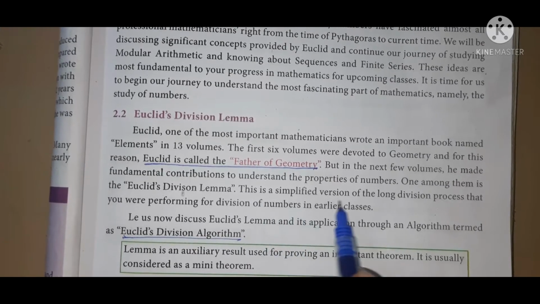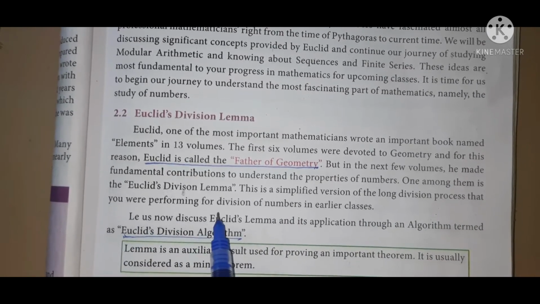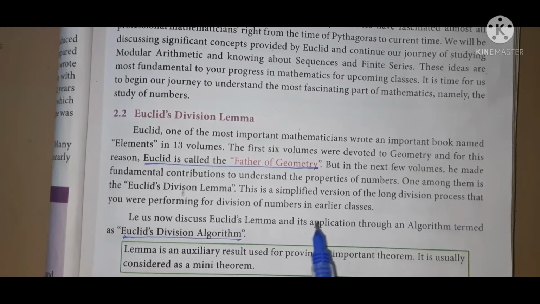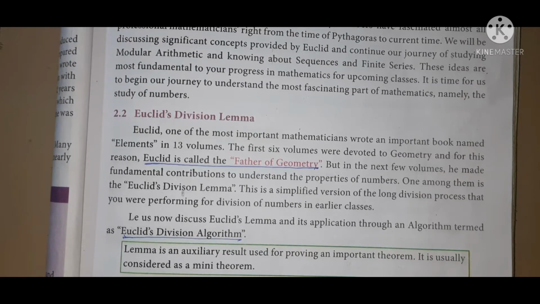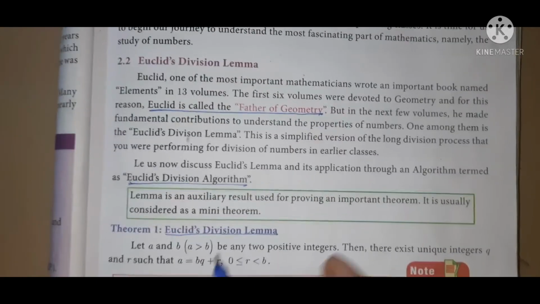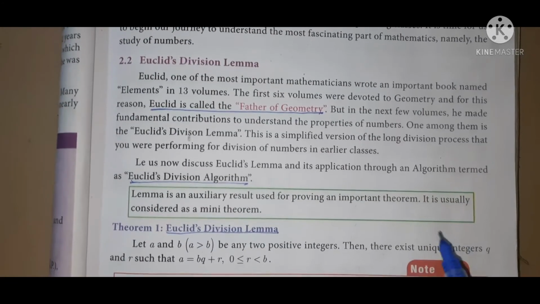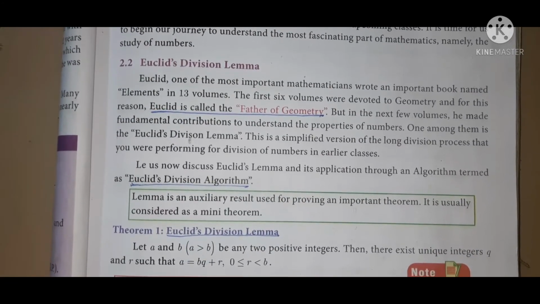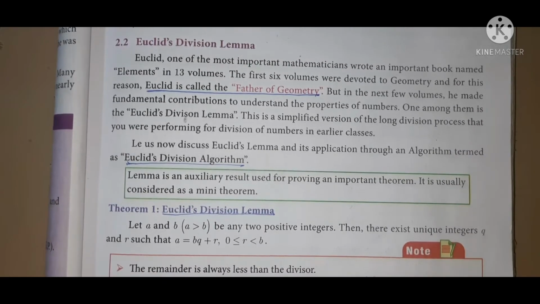This is a simplified version of the long division process that you were performing for division of numbers in earlier classes. A lemma is an auxiliary result used in proving an important theorem. It is usually considered a mini theorem. Theorem number 1, Euclid's division lemma.